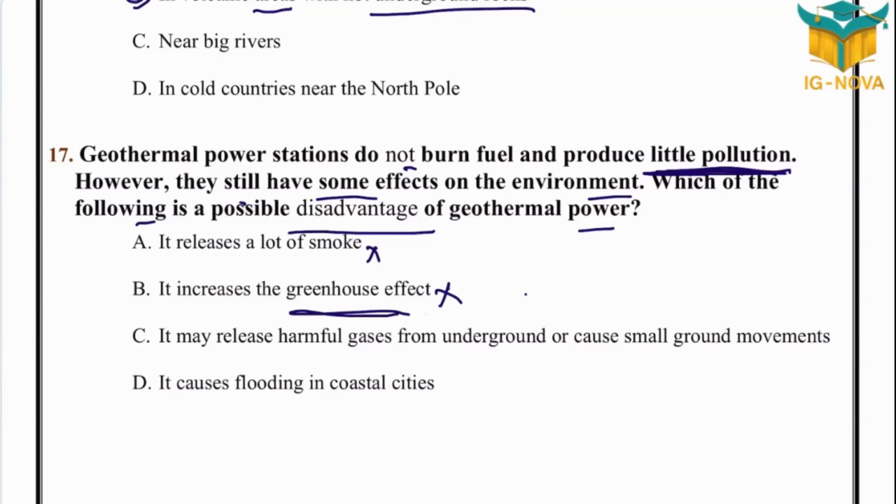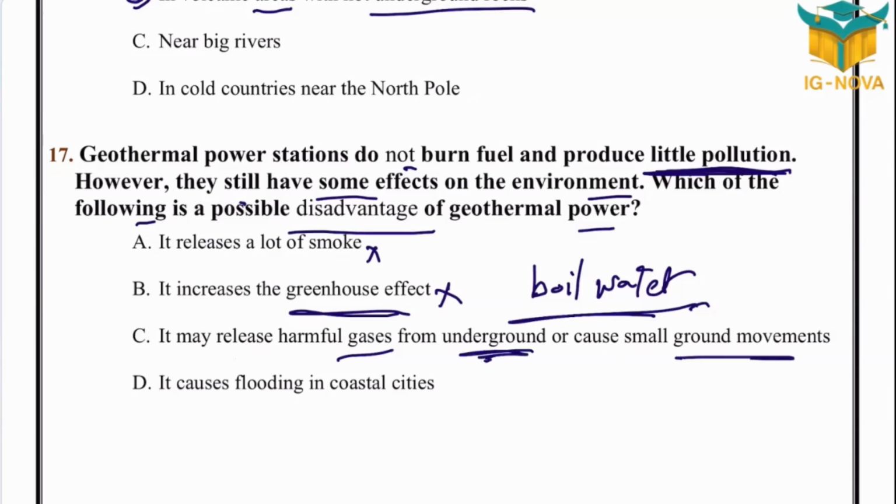It just boils water that turns into steam and makes the turbine spin and all this stuff. For C, it may release harmful gas from underground, maybe, or cause small ground movement. Yes, this is one disadvantage of a geothermal power station, for a long time. So it's C.